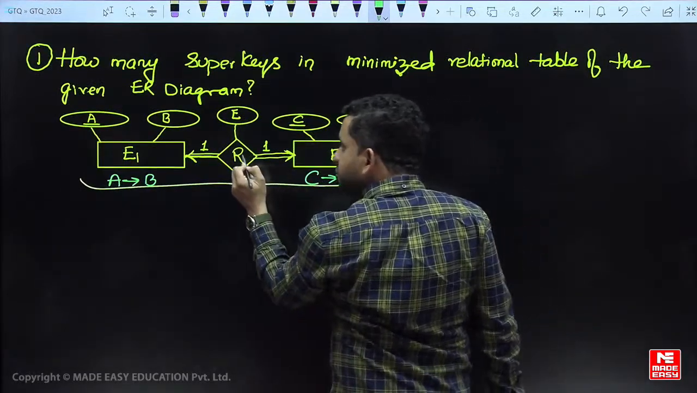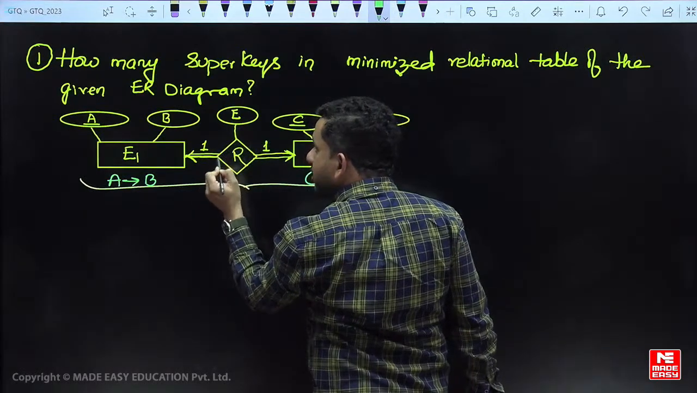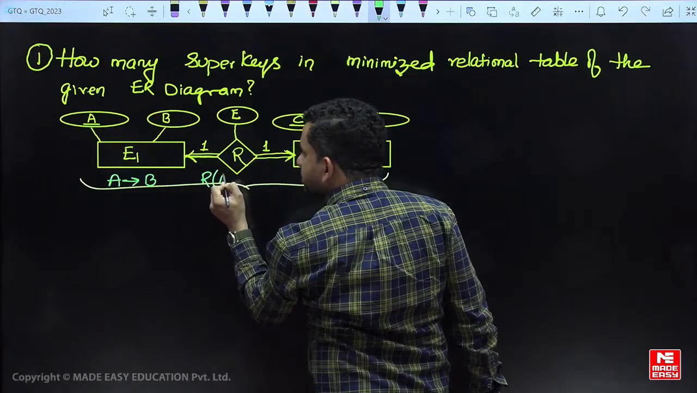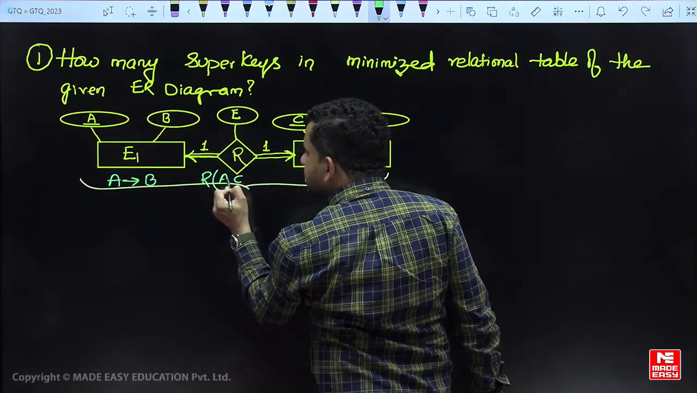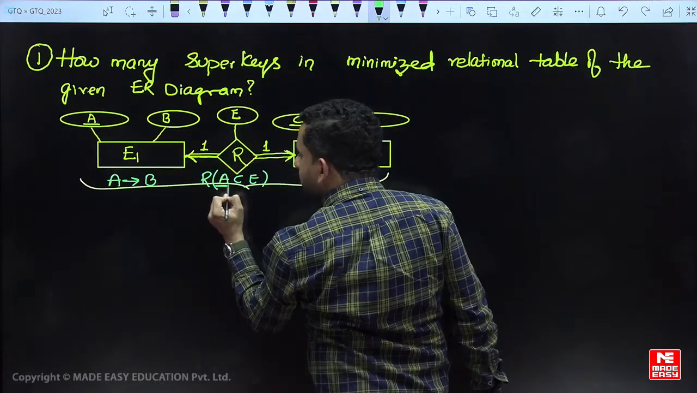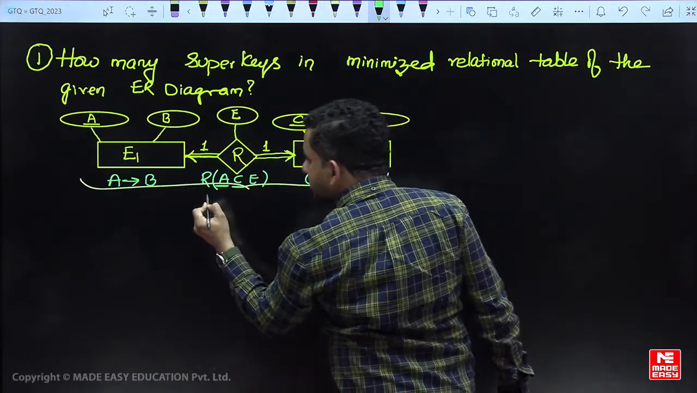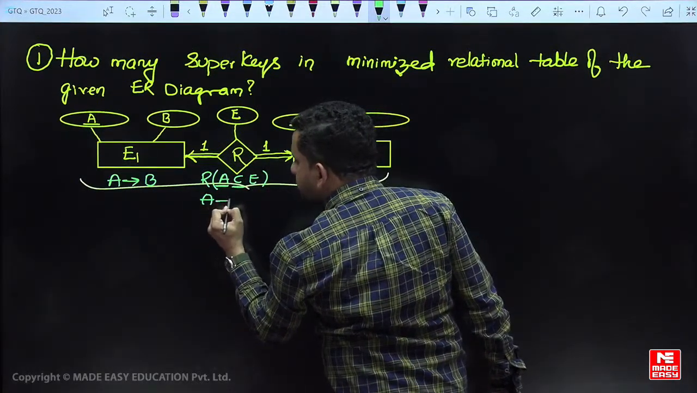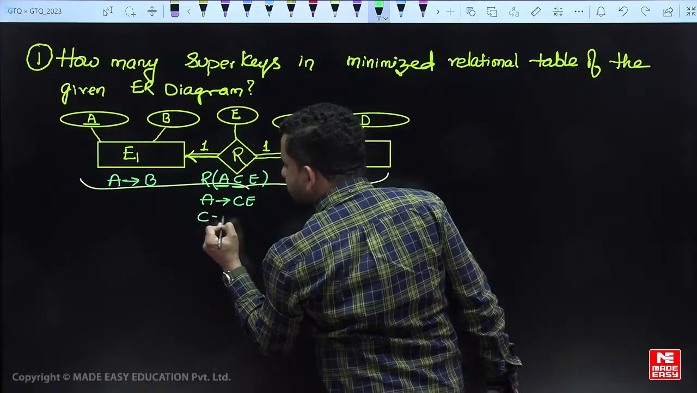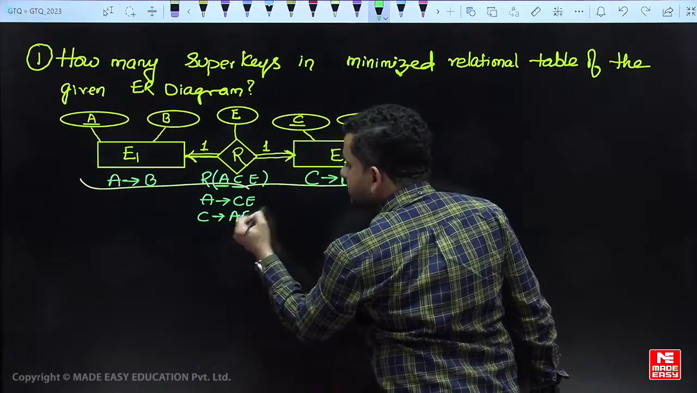For the relationship set, because the mapping is one to one, the attributes of the relationship set are A, C, E. Because of one-to-one mapping, A and C both are keys. So the FDs of this relationship set: A determines CE is one FD, as well as C determines AE is the other FD. These are the functional dependencies.